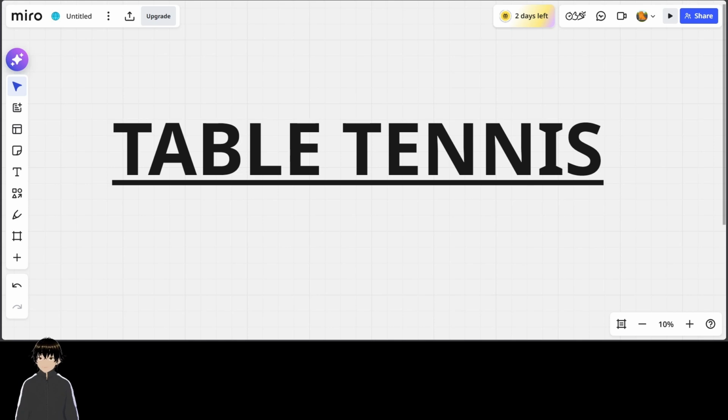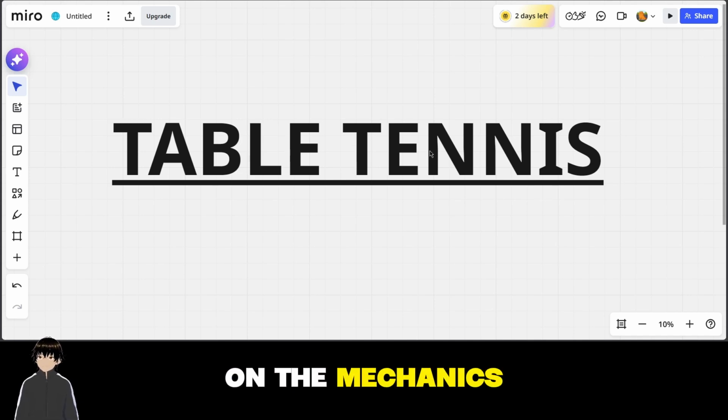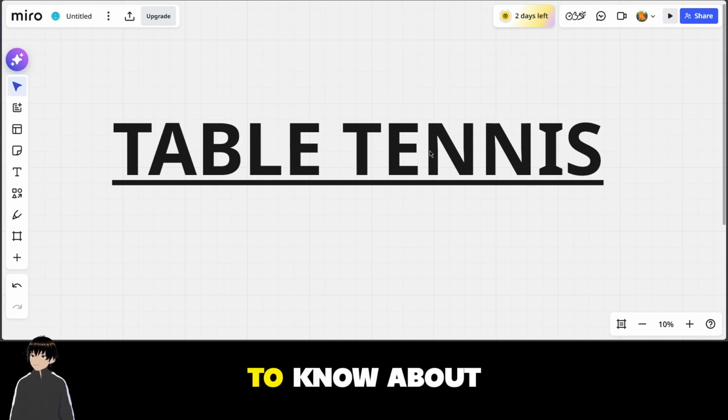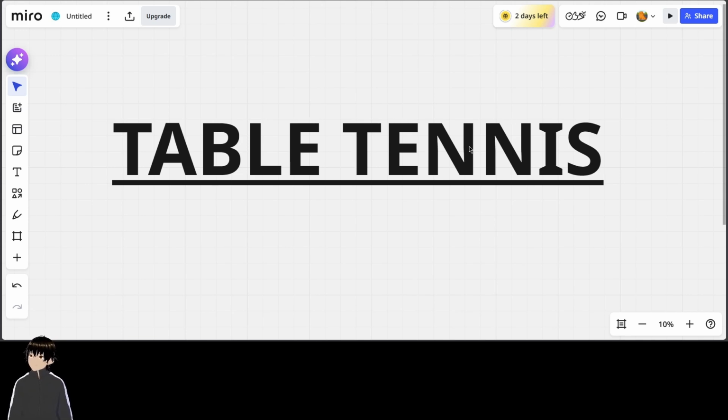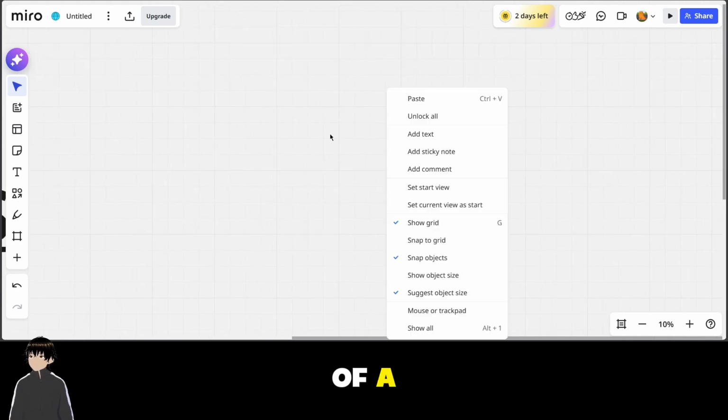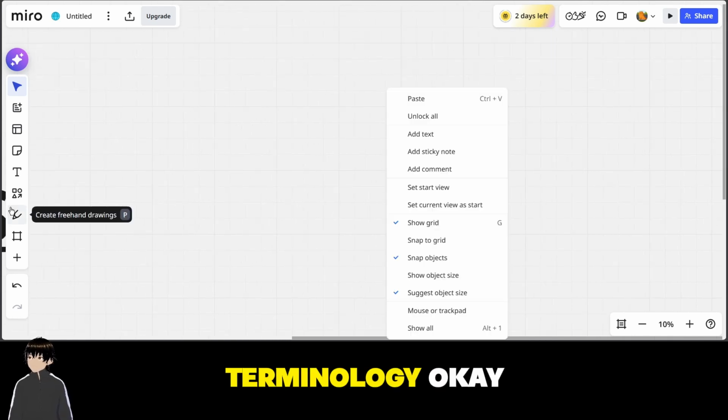This is a sport, as many of you may know, and we're just going to have a brief introduction on the mechanics and the definitions that you need to know about table tennis. That's practically it. Before we start, we just have to start with a little bit of terminology.